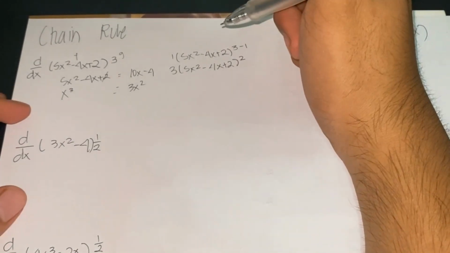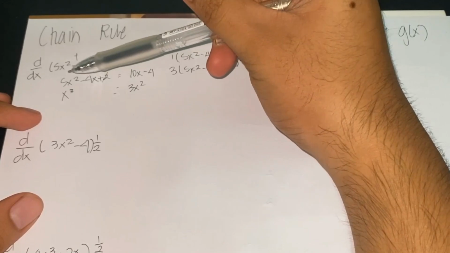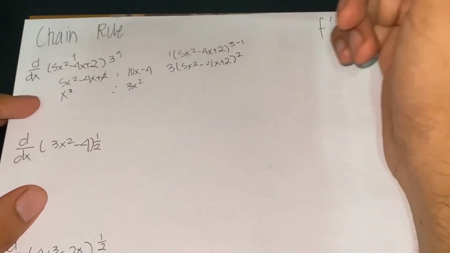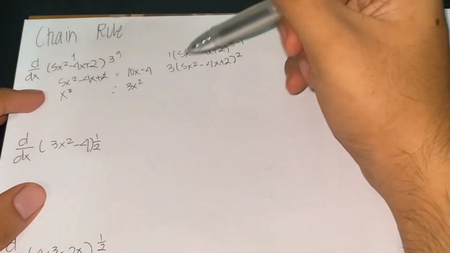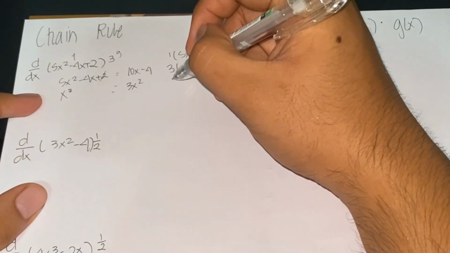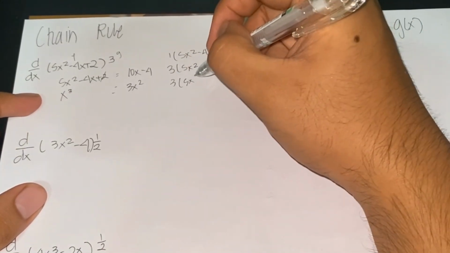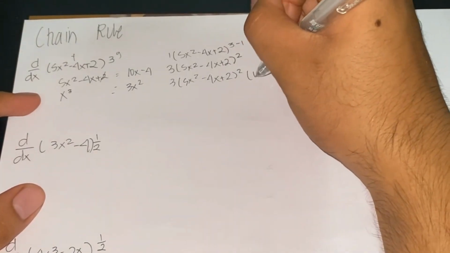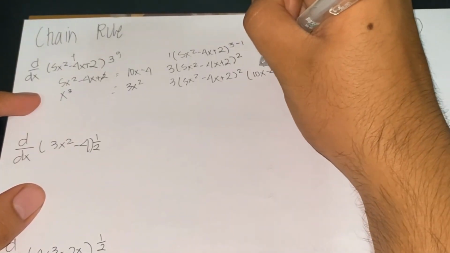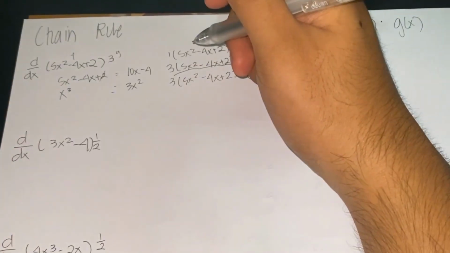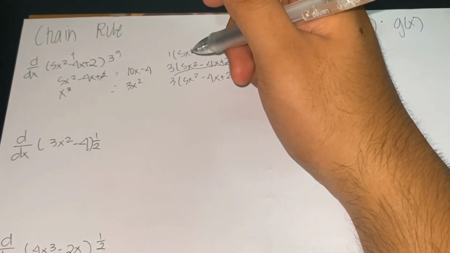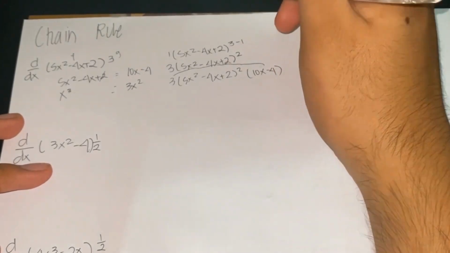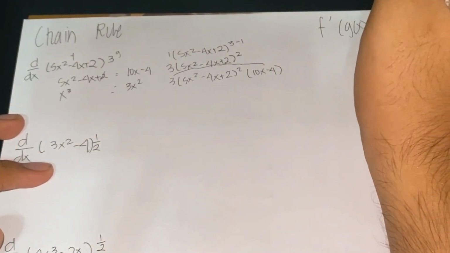Now, since we have the derivative of 5x squared minus 4x plus 2, we shall multiply it with the 3. So 3 multiplied by 5x squared minus 4x plus 2, squared. Then the 10x minus 4. Multiply that, and that would become 30x minus 12. So that would be our final answer.